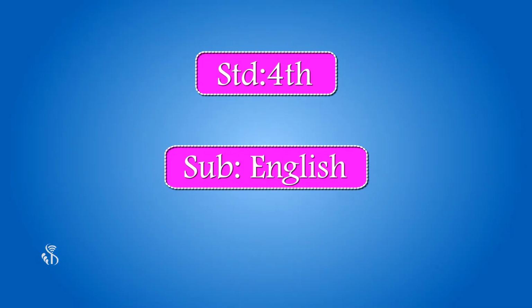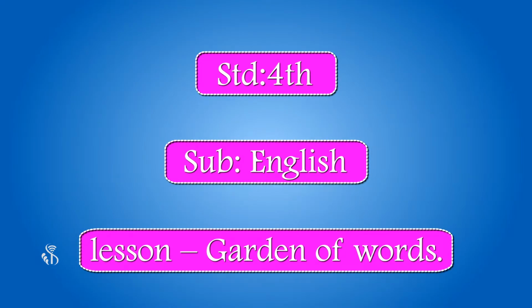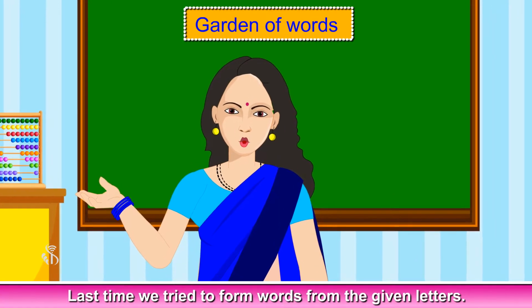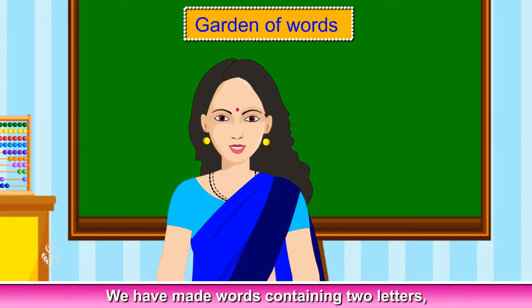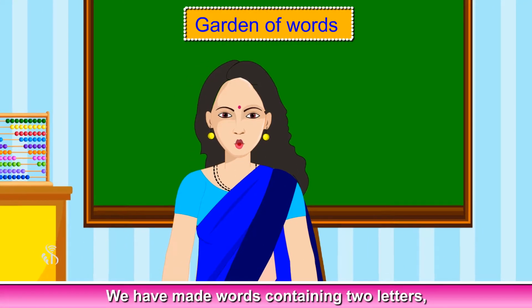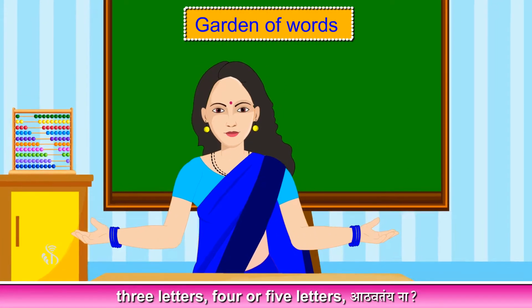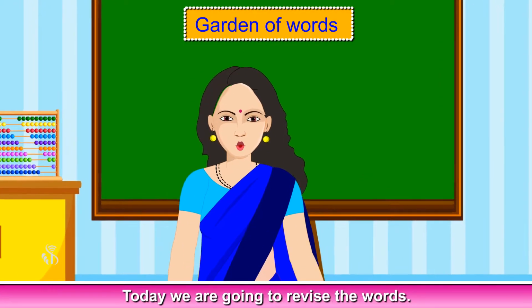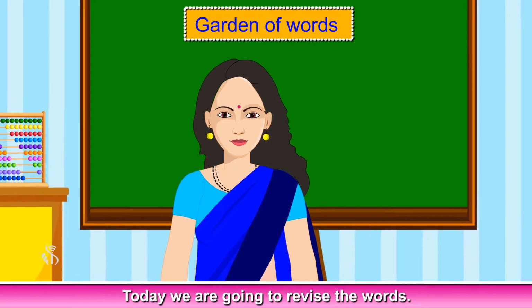Standard 4th, Subject English, Lesson Garden of Words. Last time we tried to form words from the given letters. We have made words containing 2 letters, 3 letters, 4 or 5 letters.